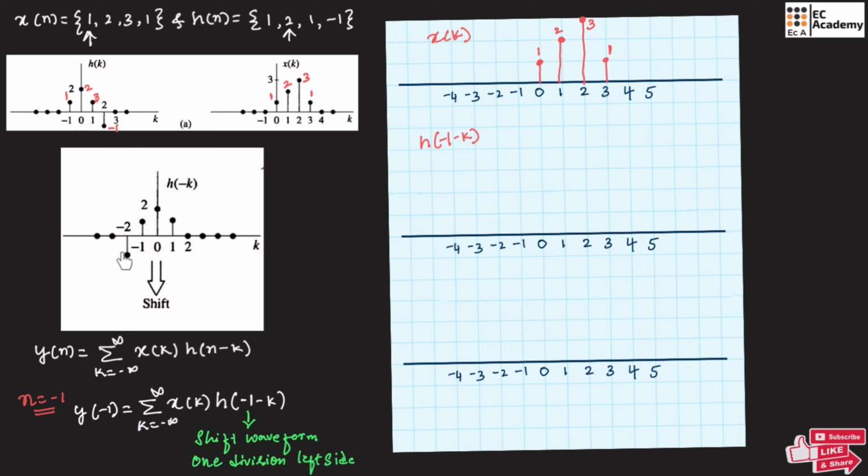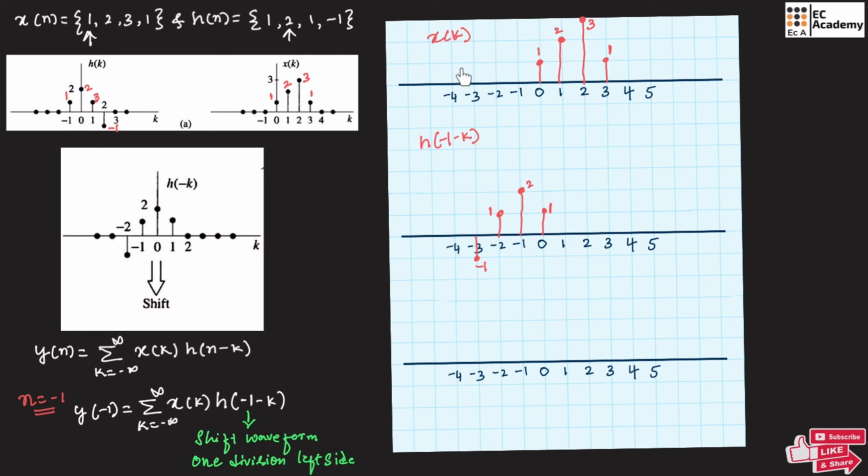So this waveform will begin from minus 3. At minus 3 we have minus 1. At minus 2 we have 1. At minus 1 we have 2. At 0 we have 1. So this is the signal after shifting h of k towards the left side one division.